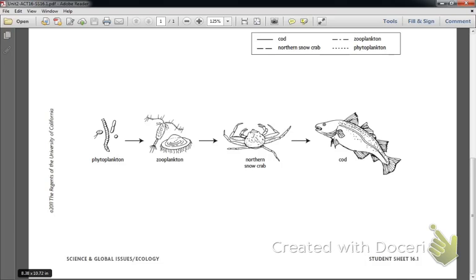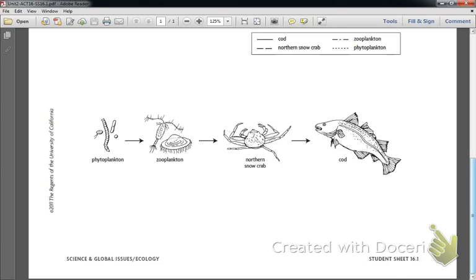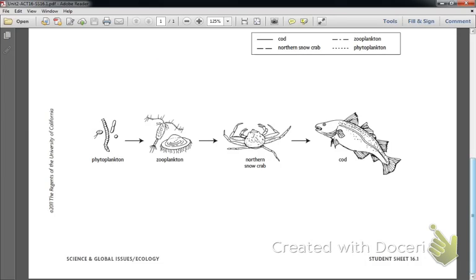So if you take a look at that food web and then look at this, what's going on here? What's the solid line? That's the cod. What's the dash line? The zooplankton. Okay. So as the cod and the zooplankton go down, what do the phytoplankton and the northern crabs do? They go up.